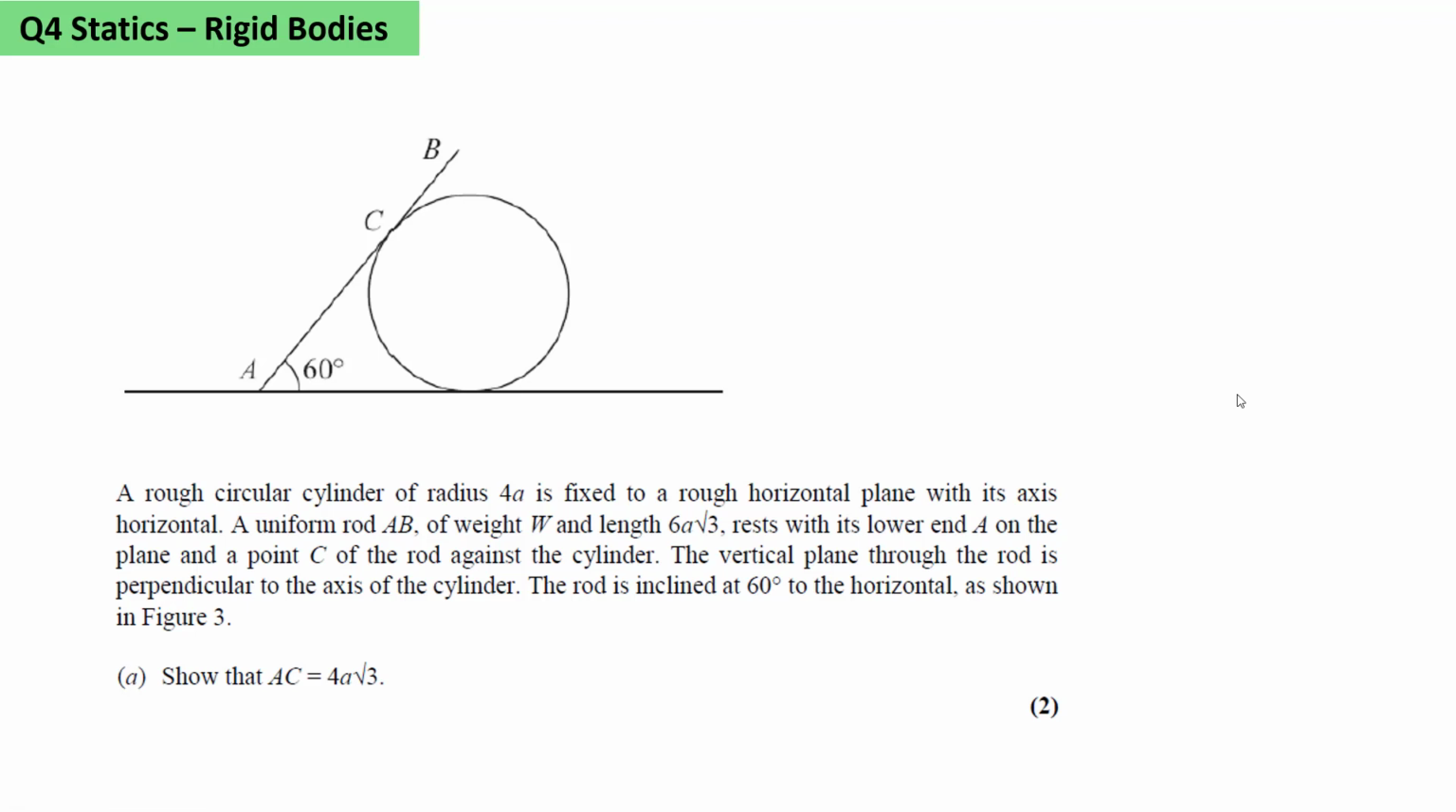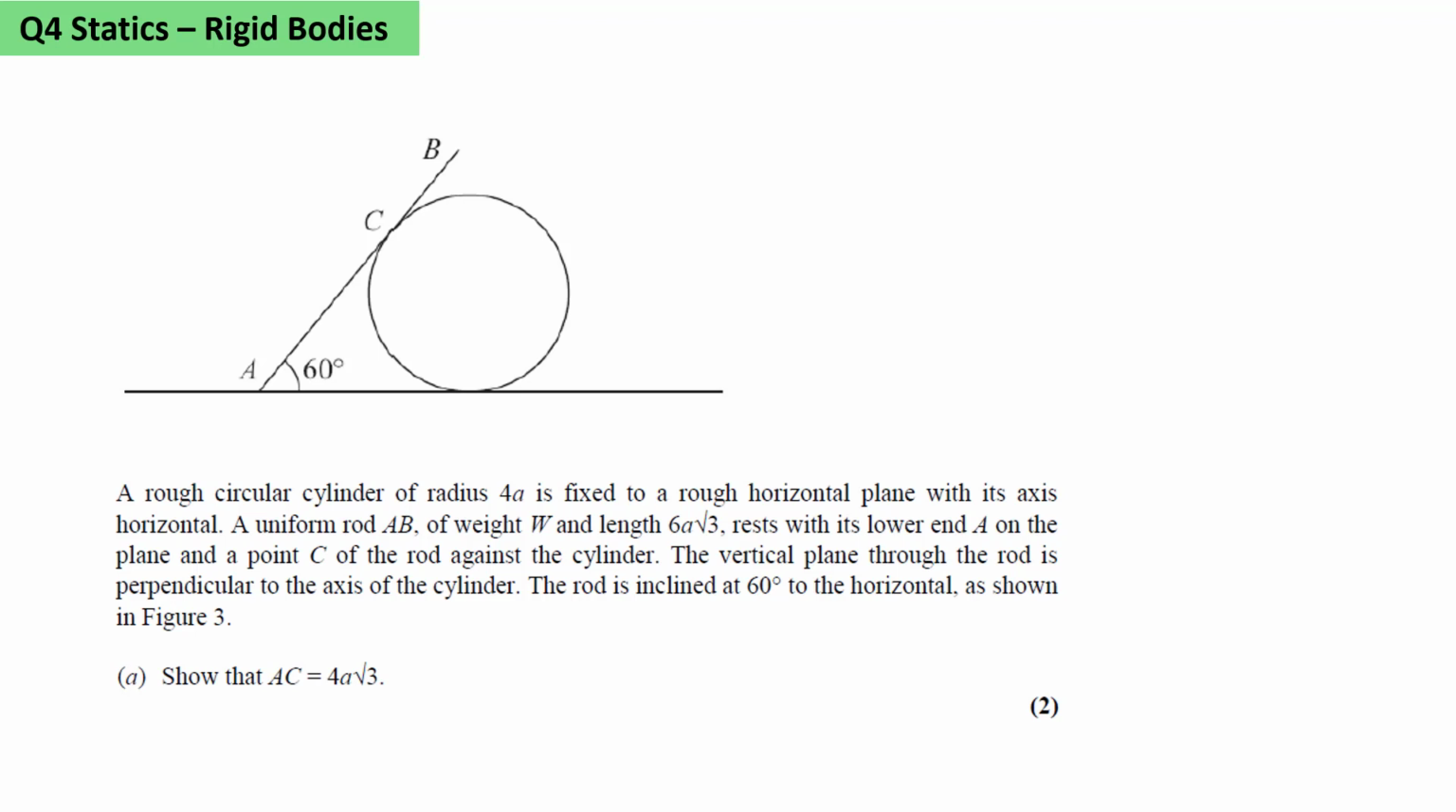A rough circular cylinder of radius 4a is fixed to a rough horizontal plane with its axis horizontal. A uniform rod AB of weight W and length 6a√3 rests with its lower end A on the plane and a point C of the rod against the cylinder. The vertical plane through the rod is perpendicular to the axis of the cylinder. The rod is inclined at 60 degrees to the horizontal.